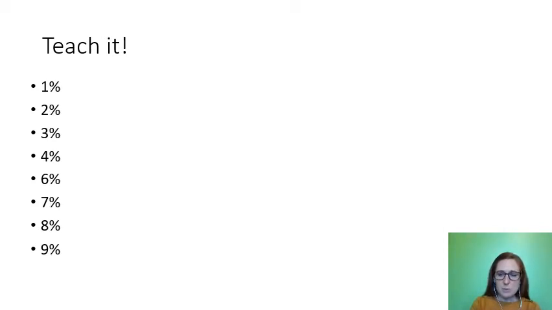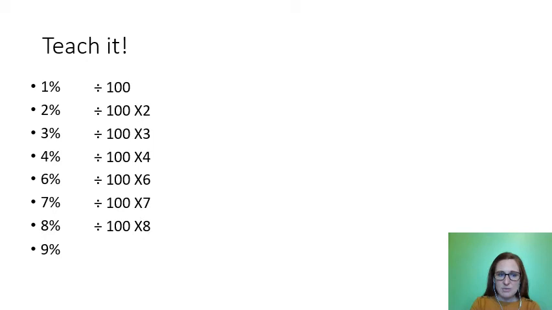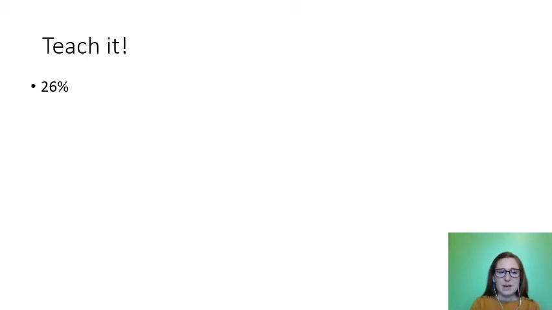To find 1%, 1% is the same as a hundredth, so I can divide by 100 to find 1%. To find 2%, I can divide by 100 and multiply by 2. To find 3%, I can divide by 100 and multiply by 3, and so on. If you'd like to write these down, you may. Some of you eagle-eyed might have spotted that I've missed out 5%. We'll come to that in just a moment. However, you could find it by dividing by 100 and multiplying by 5.